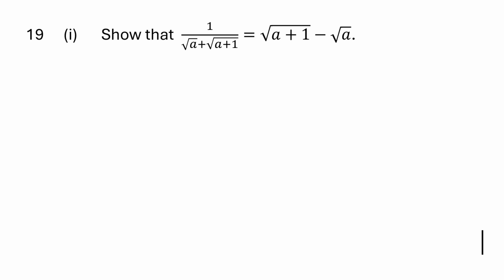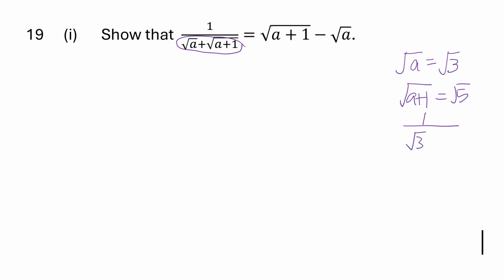Let's look at question 19. It may appear to be a bit difficult because what you are given is in terms of variables, not numbers. But if I replace square root a with, let's say, square root 3, and replace square root a plus 1 with, let's say, square root 5, what you'll be given is just 1 over square root 3 minus square root 5. If given a question like this, what kind of operation would you carry out to simplify it?